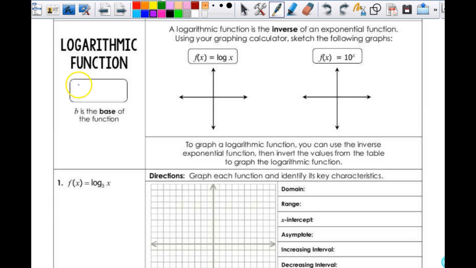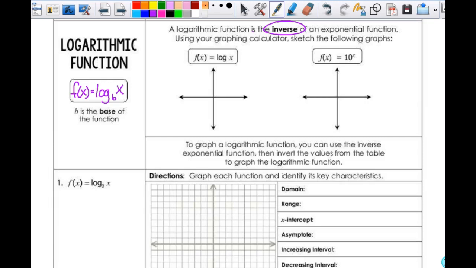So a log function basically can look like this. F of x equals log base b of x. So b is the base. Things we should already know about logs are that they are the inverse of an exponential function. All right, so it says using your graphing calculator, but we don't need to do that, because you need to know what these look like without one.